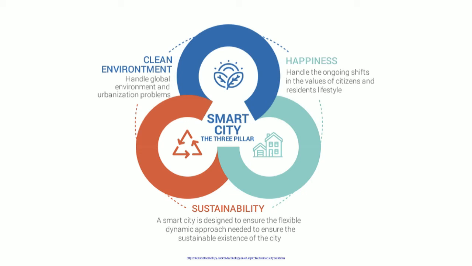This diagram here from our technology focuses on the three things that the smart city really should represent, the three pillars of what represents a smart city. They are a clean environment, so handling global environmental urbanization problems, for example; the happiness of citizens and also visitors to that city, and the quality of their lifestyle; and thirdly, sustainability. So it's designed to ensure the flexible, dynamic approach needed to ensure the sustainable existence of a city. They are the three things that make up what a smart city is, but they need those previous components that I showed you to allow this to happen. So that's a very short introduction into what a smart city is made up of generally, and what it's meant to achieve.